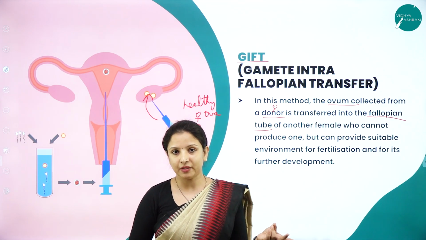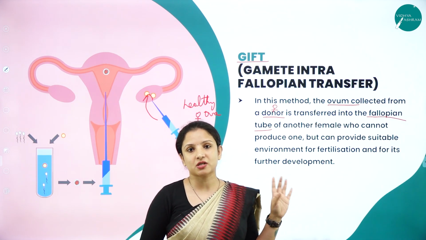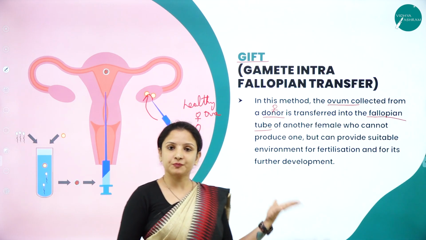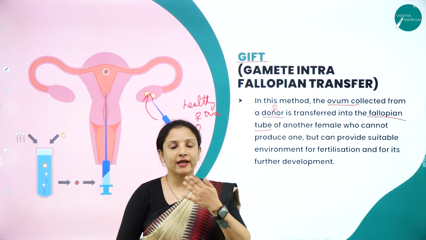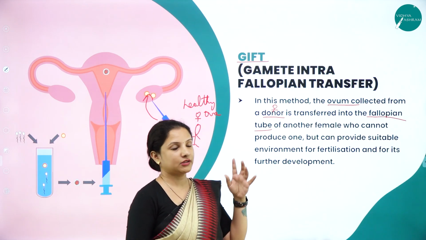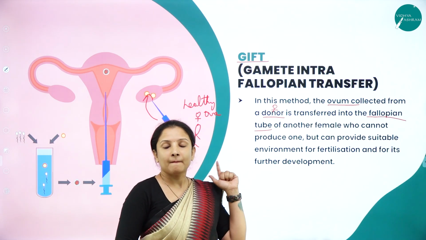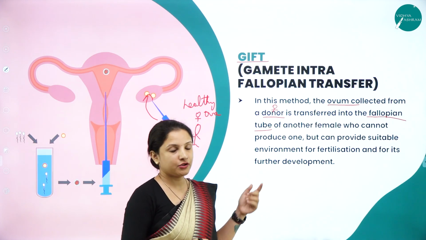So both ways it can be done. That is why it is called gamete intrafallopian transfer. Transfer of sperms into the uterus or into the fallopian tube, or transfer of the ova, healthy ova, into the fallopian tube. So that is why it is called gamete, wherein male gametes and female gametes are used here.